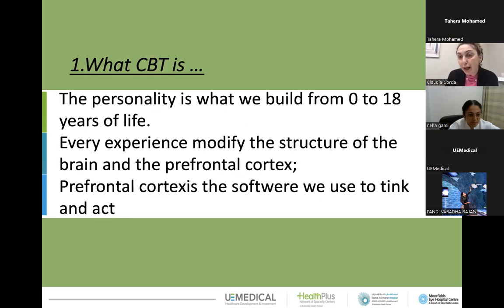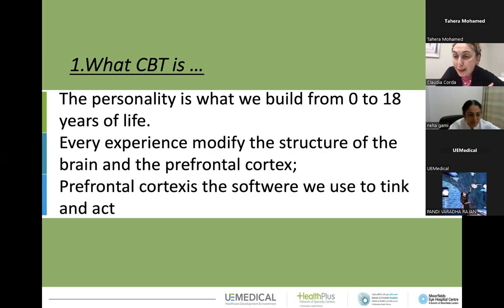So we normally start the therapy with the assessment of a patient. The patient comes to us for the first time, and we need to assess which type of patient he is. The most important thing we need to know to do this assessment properly is that we are based on the personality trait. The personality trait is what we build from 0 to 18 years of life. The reason is that in this period of life, our brain finishes its development.